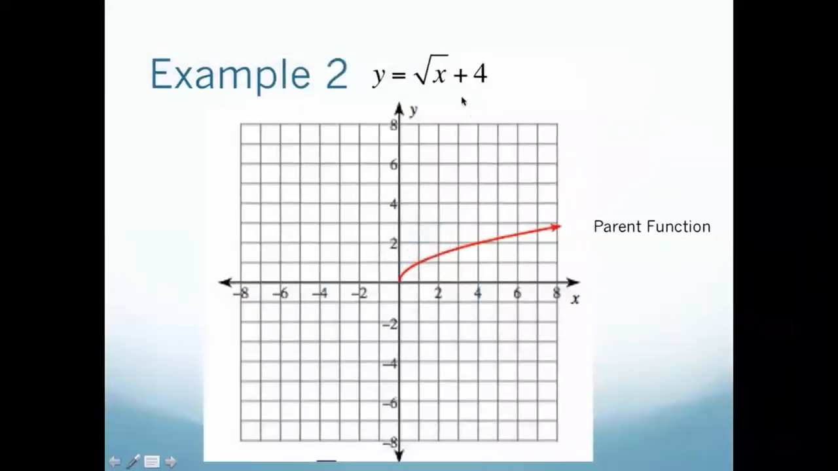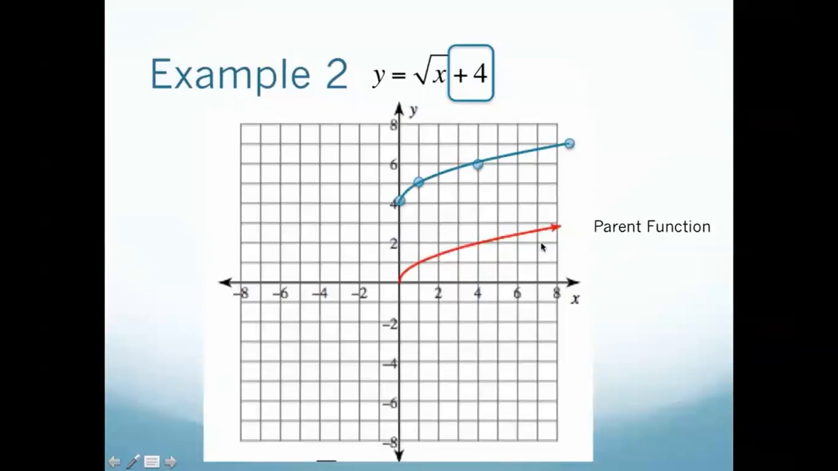Now, if we have a number outside, we want to make this a vertical shift, and it's going to do whatever it says. Plus 4 will go up. And so we take our parent function, we plot our points on there, and we graph it in. And then we're going to make all the points increase by 4 because of this plus 4. So we say 0 goes to 4, 1 goes to 5, 2 goes to 6, and 3 goes to 7.